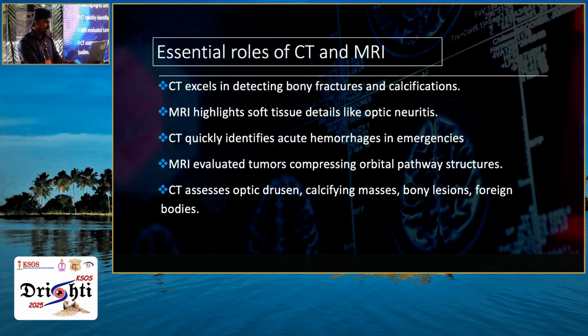CT and MRI both bring their own strengths to imaging. Basically, CT or MRI always highlights whatever is white in color. CT excels in bone fractures, bony lesions, calcifications, acute hemorrhages, and foreign bodies. All these bony things or calcifications appear hyperdense on CT, whereas MRI, in contrast, has superior soft tissue contrast, and can be used for optic nerves, orbital pathway pathologies, and tumors or lesions that can compress the orbital pathways, or any pathology directly involving the orbital pathway.